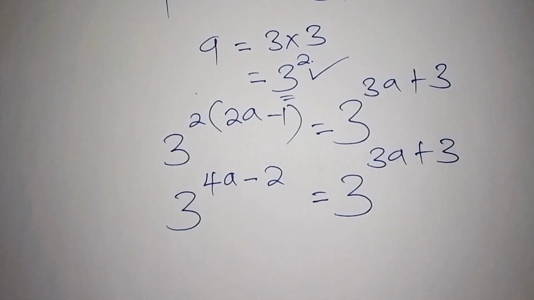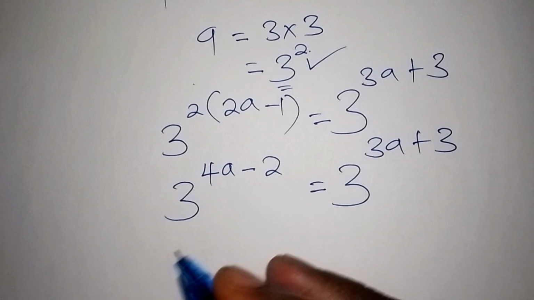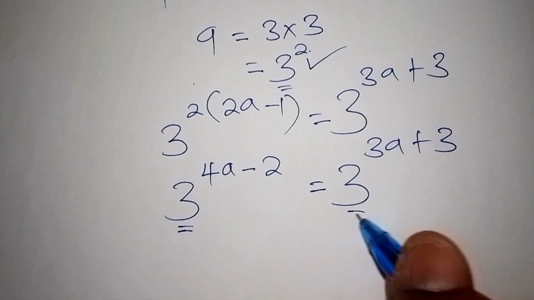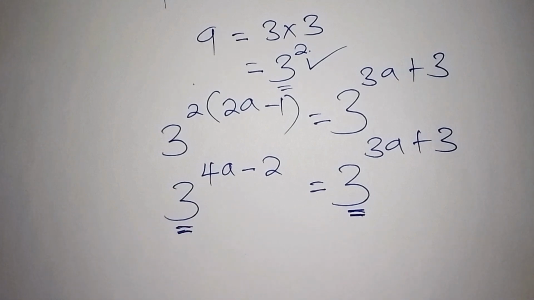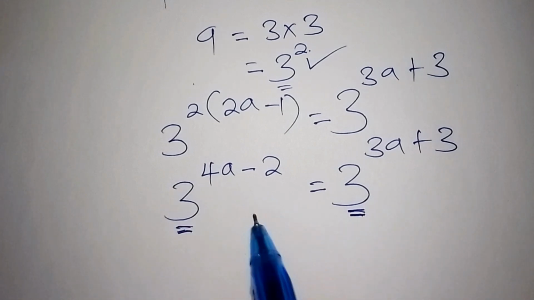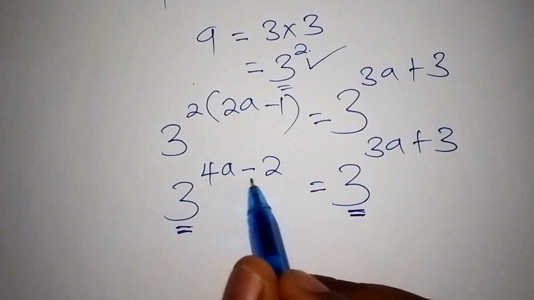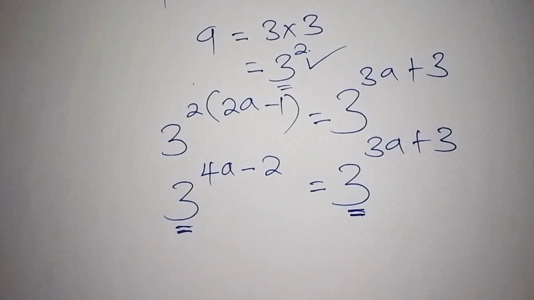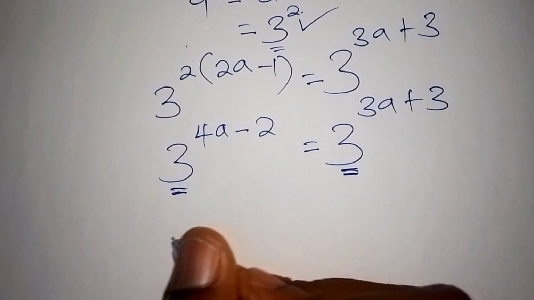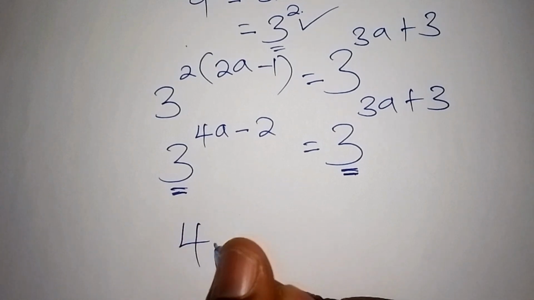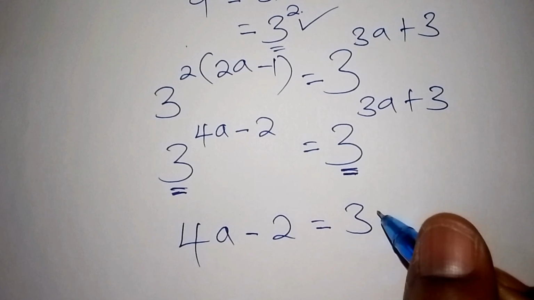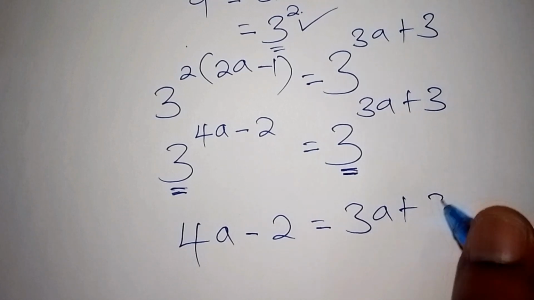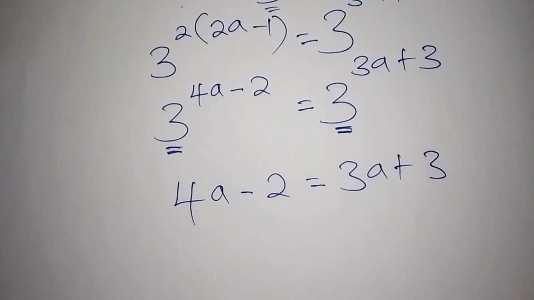Our next step is, simply because here we have the bases which are 3, here 3 is a base, here 3 is also a base, let's now drop the bases and just use the indexes, that is 4a minus 2 and 3a plus 3. So now we shall have 4a minus 2 is equal to 3a plus 3. Now we are only operating with the index numbers only.